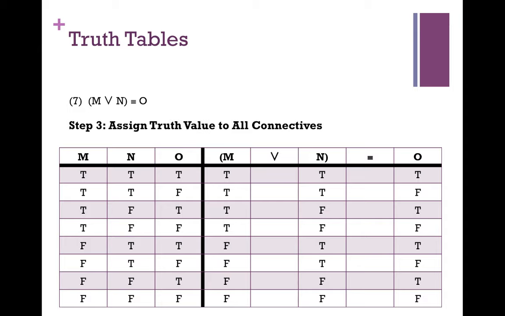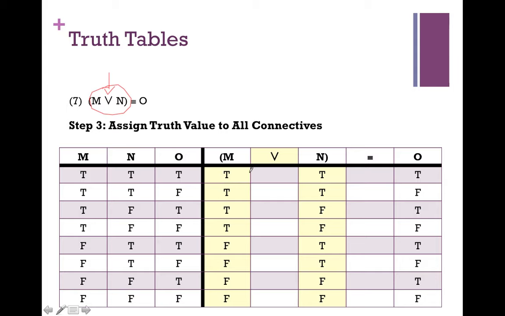All right, now we come to step 3 and we assign truth values to all connectives. We're going to save our main connective for last. We're going to begin with the connective of least scope, which is our disjunction. So we're going to begin with the OR. Since we're looking at this compound proposition right here, M or N, we're trying to figure out the truth value of it, we're going to use M and N.